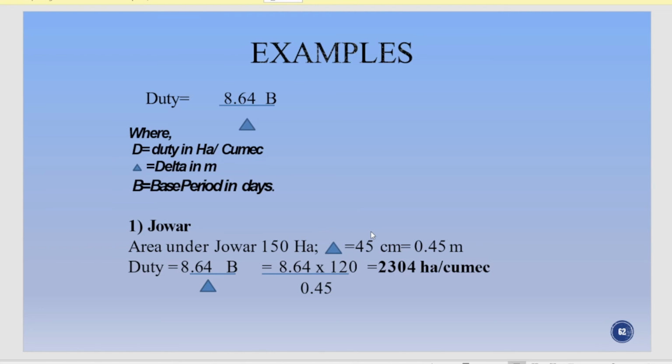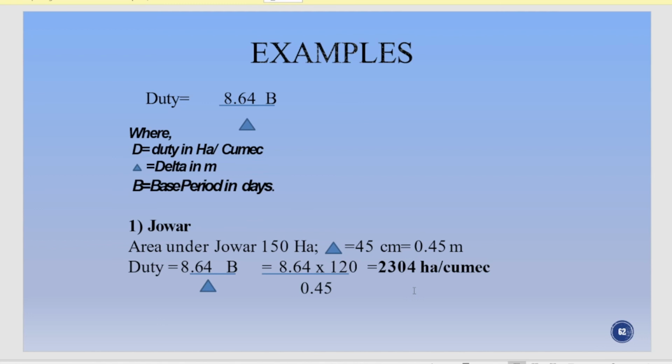How much is the area irrigated? 150 hectares. What is the depth of water that is required? 45 centimeter. Let us calculate the duty. Duty is 8.64 B by delta. Substitute the value of B, which is the base period for jowar, 120. Depth of water, or delta, is 0.45. 8.64 multiplied by 120 divided by 0.45 will give you the duty. Duty is 2304. But the solution doesn't end here.